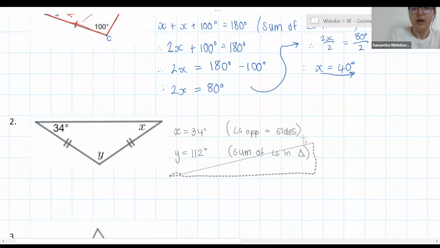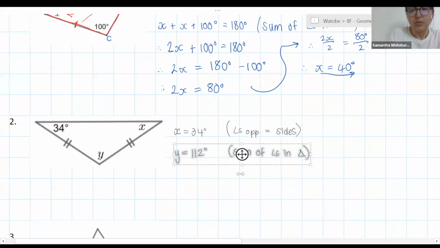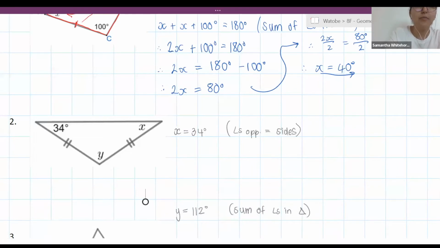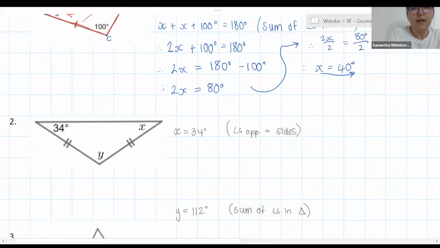It's absolutely fine to then add your working out. So basically this y equals 112 has come from the fact that we know that y plus 34 plus 34 should be equal to 180. And this is where we would then put our reasons, sum of angles in a triangle.